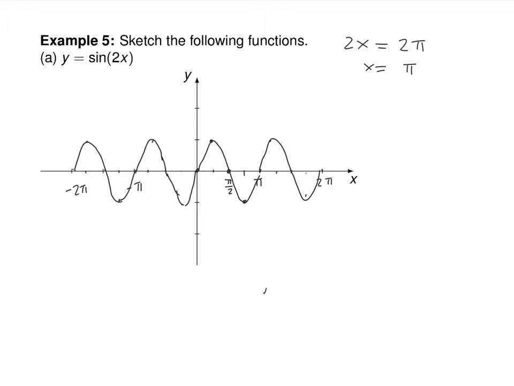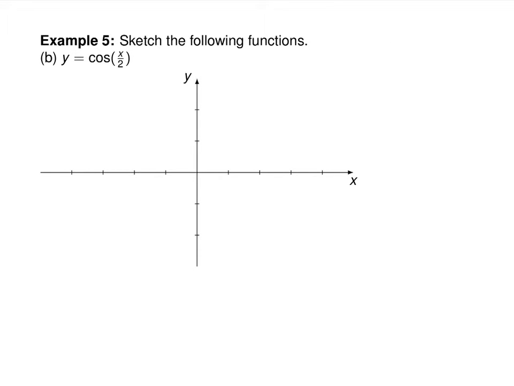I think the next one is cosine of x over 2. Are you okay with the sine 2x, that it oscillates twice as quickly and is the same general shape? So if doing 2x made it go faster, what do you think x over 2 is going to do? It's going to slow it down. It's going to look like a long wave as opposed to a hyperwave. It's the same thing, x divided by 2 is equal to 2 pi.